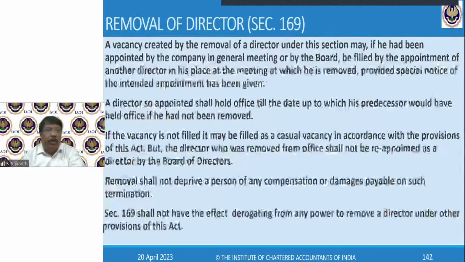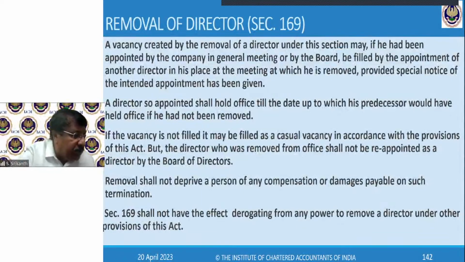Now, removal by tribunal. Before we go there, I had a doubt from Mr. Sriram. Let me see what that is. In case a practicing CA is appointed as a whole-time director in a company and he is also a partner in a CA firm, will he be allowed to run as director of the company, and is he or his firm disqualified to act as auditor of the company?